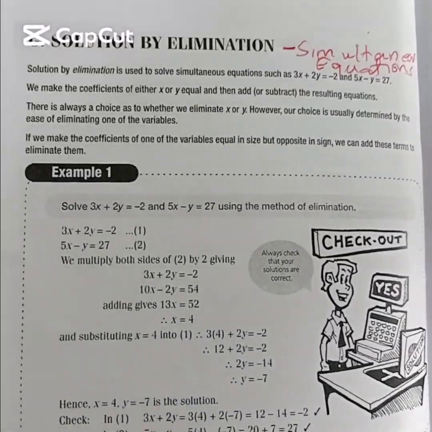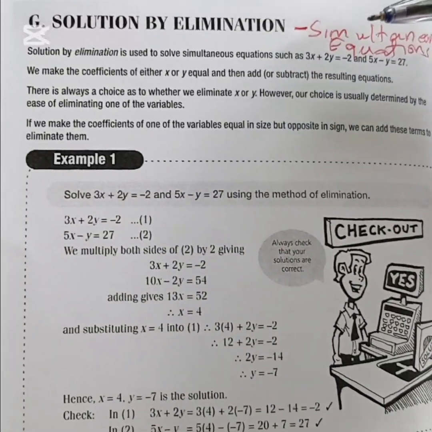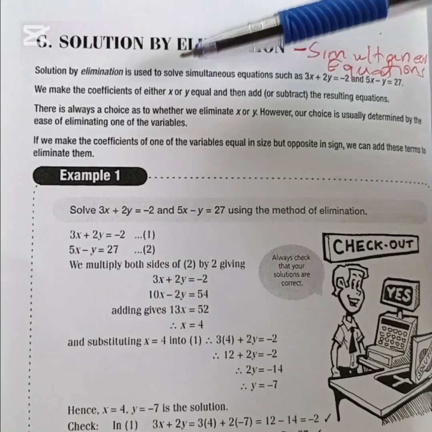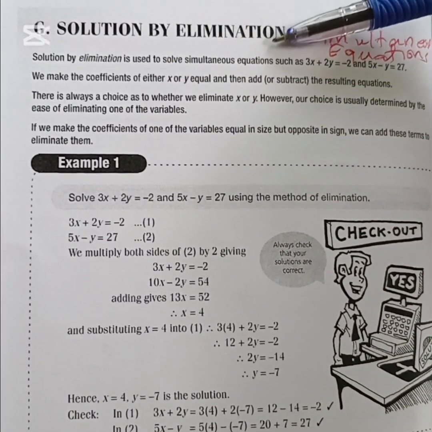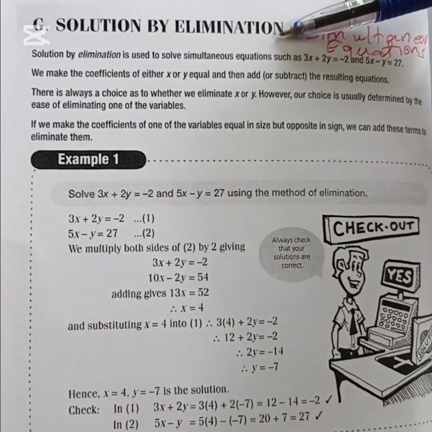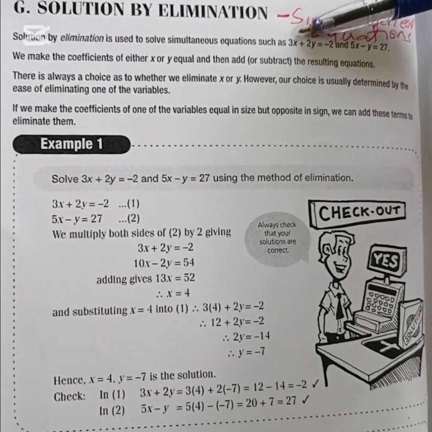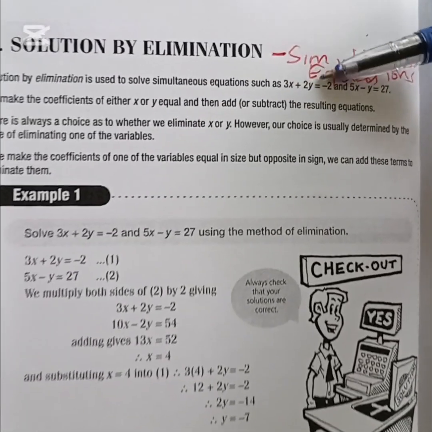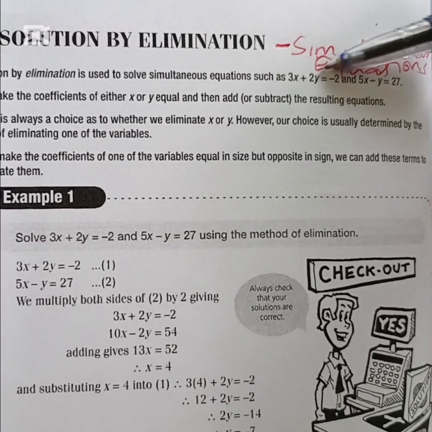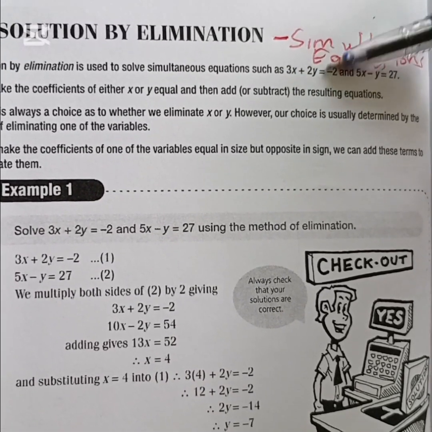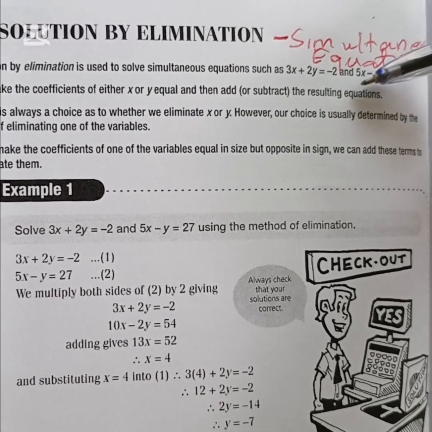Hi guys, so we are here again to talk about simultaneous equations, but this time we solve using the elimination method. Now, this method is best when you have equations in this format where x and y are on one side of the equation and the constant is on the other side, like these two.